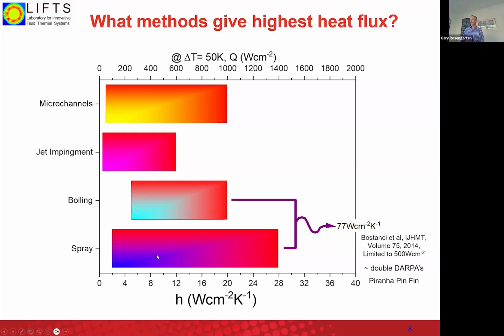So you combine sprays with boiling, and you get very, very high heat transfer rates, and they were limited only by their apparatus to 500 watts per centimetre squared, just as was their experimental limitation. But at those heat transfer coefficients, it's very high. That was double what DARPA had as their aim, their target, for the Piranha pin fin, which they came up with after many, many years of research.